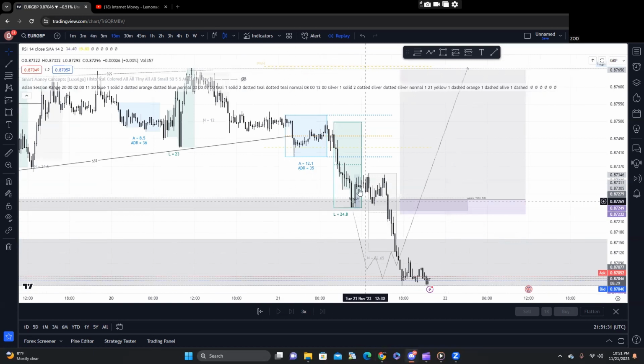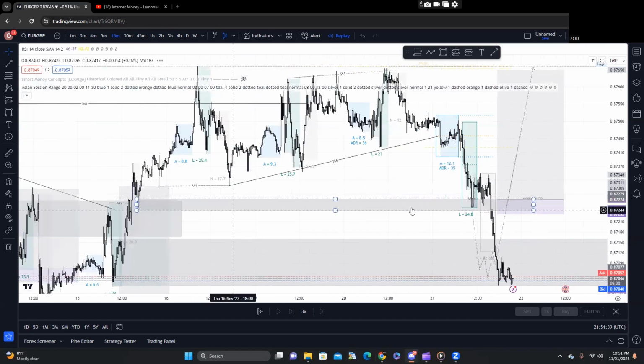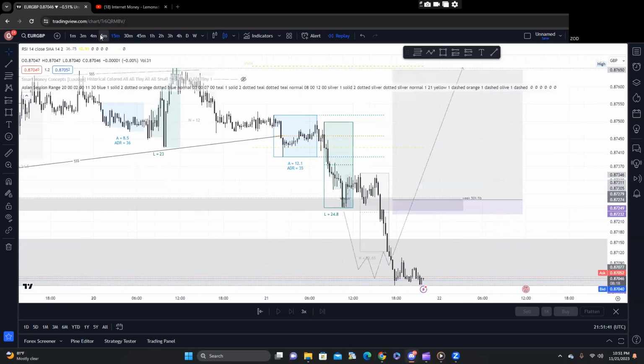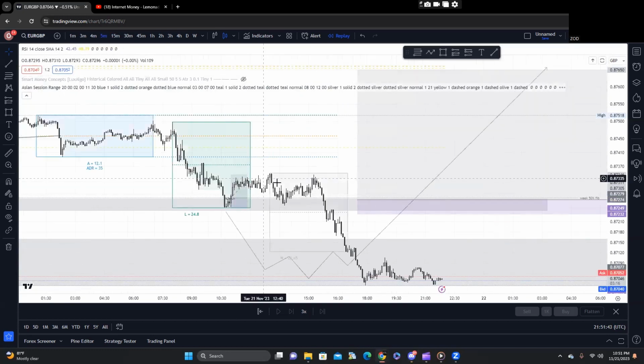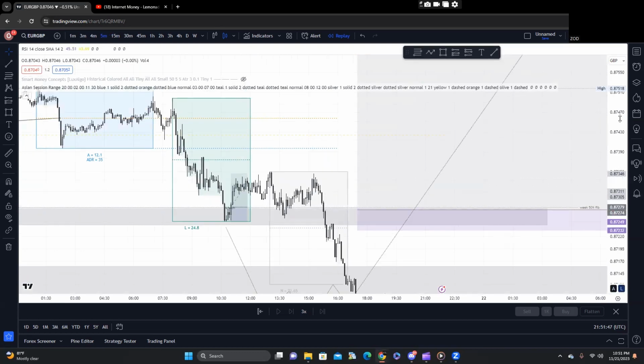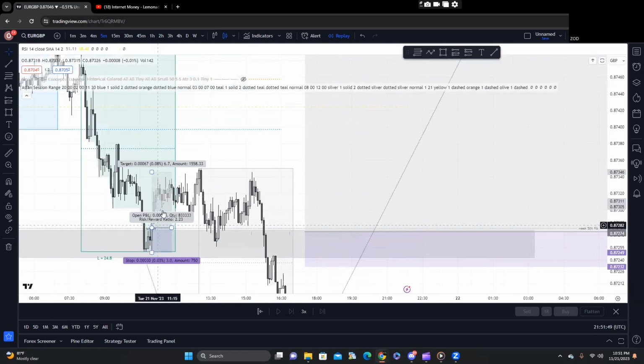Then we came on our second video. We saw that price tapped into this order block. That's this first order block right here, and we saw our price moved immediately. And then we anticipated our price will have to come back to test this level for it to go.